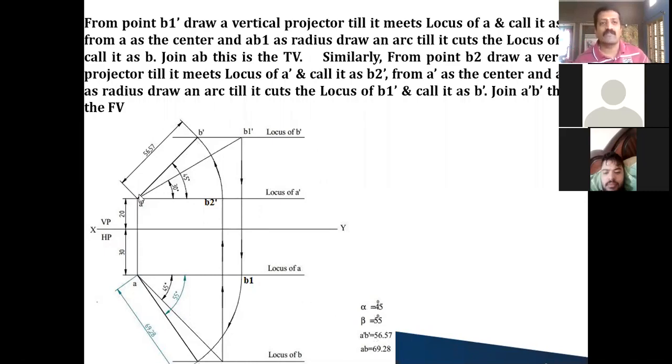It is coming around 56.57 millimeter. Similarly, the one more apparent length, that is the top view length AB, you are getting 69.28. That is your answer you have to write.